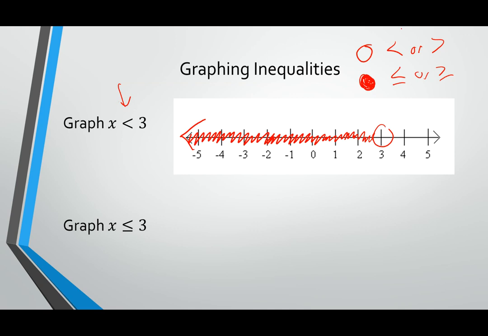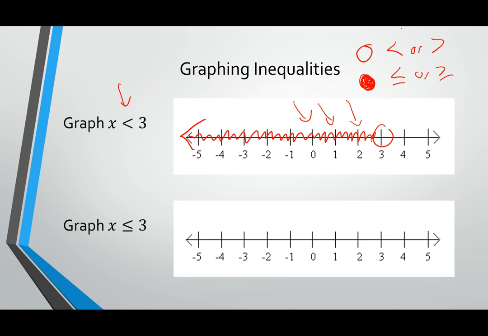So what we're saying by doing that is all the numbers that I have shaded in are solutions to this inequality. I can plug any of those numbers in for x, and I would have a true statement. So 2 is less than 3, 1 is less than 3, 0 is less than 3. Even decimals like 0.5 would still be less than 3. So I'm shading all those numbers in because they can all be solutions. They are all technically less than 3.